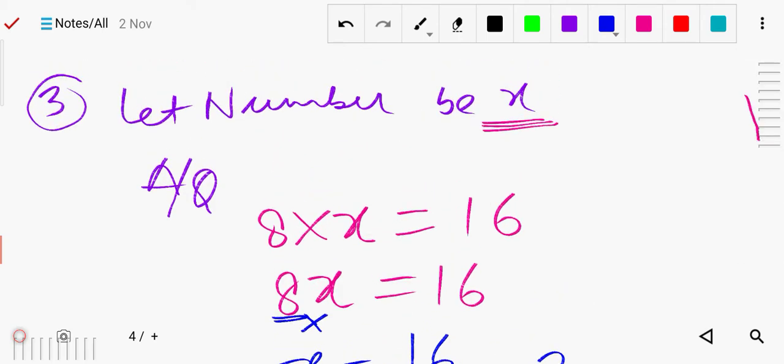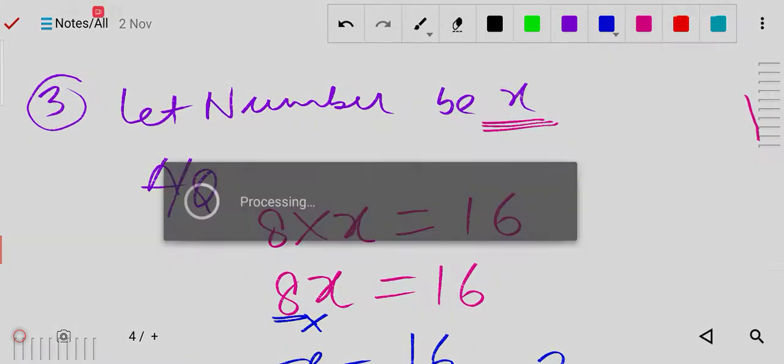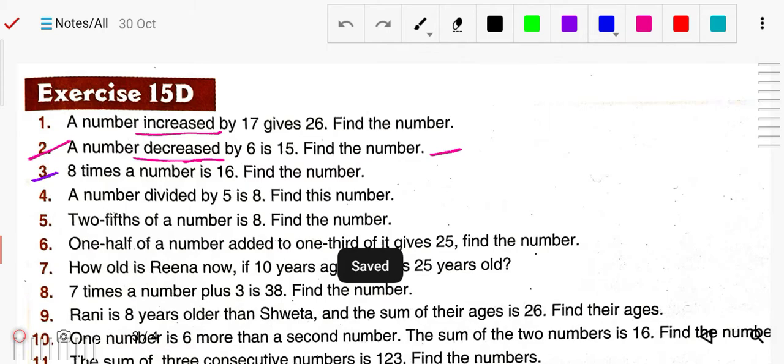Okay, now the next question, number 4. A number divided by 5 is 8. Similar to before, suppose that number is x, and you have to divide that number by 5, and its value will be 8. So simply write x divided by 5 equals 8, and you can solve it. Okay, so you can do it.